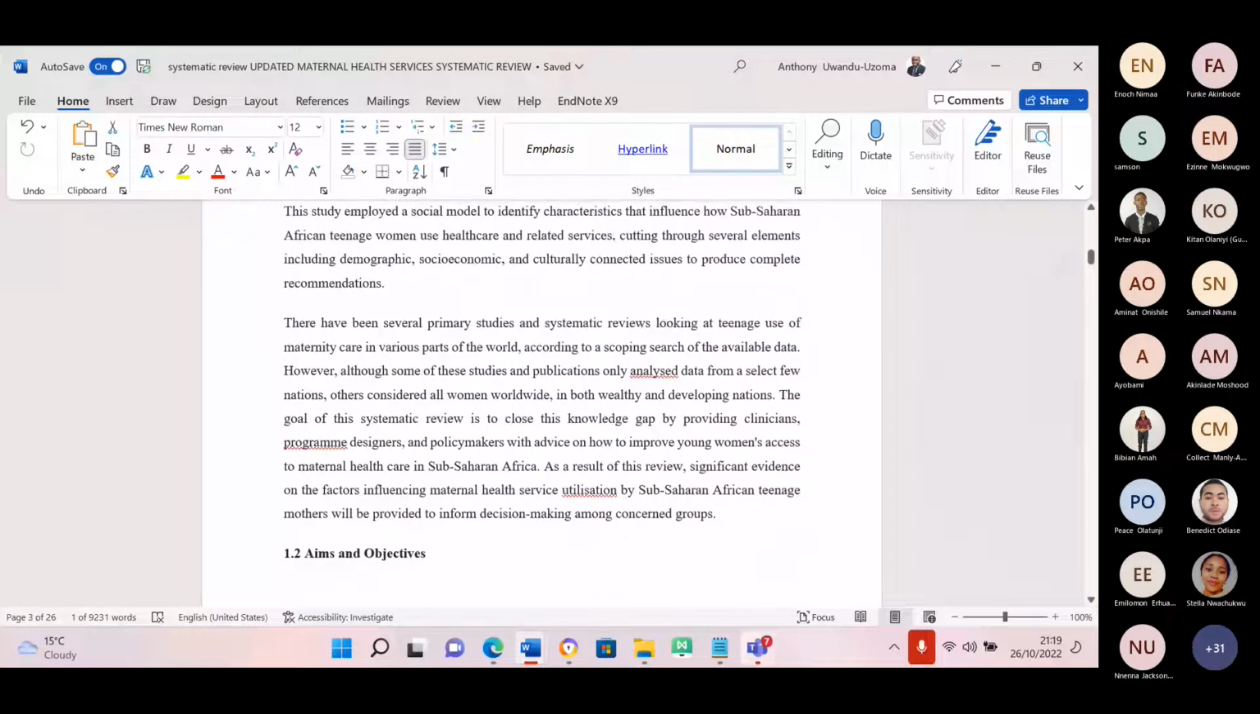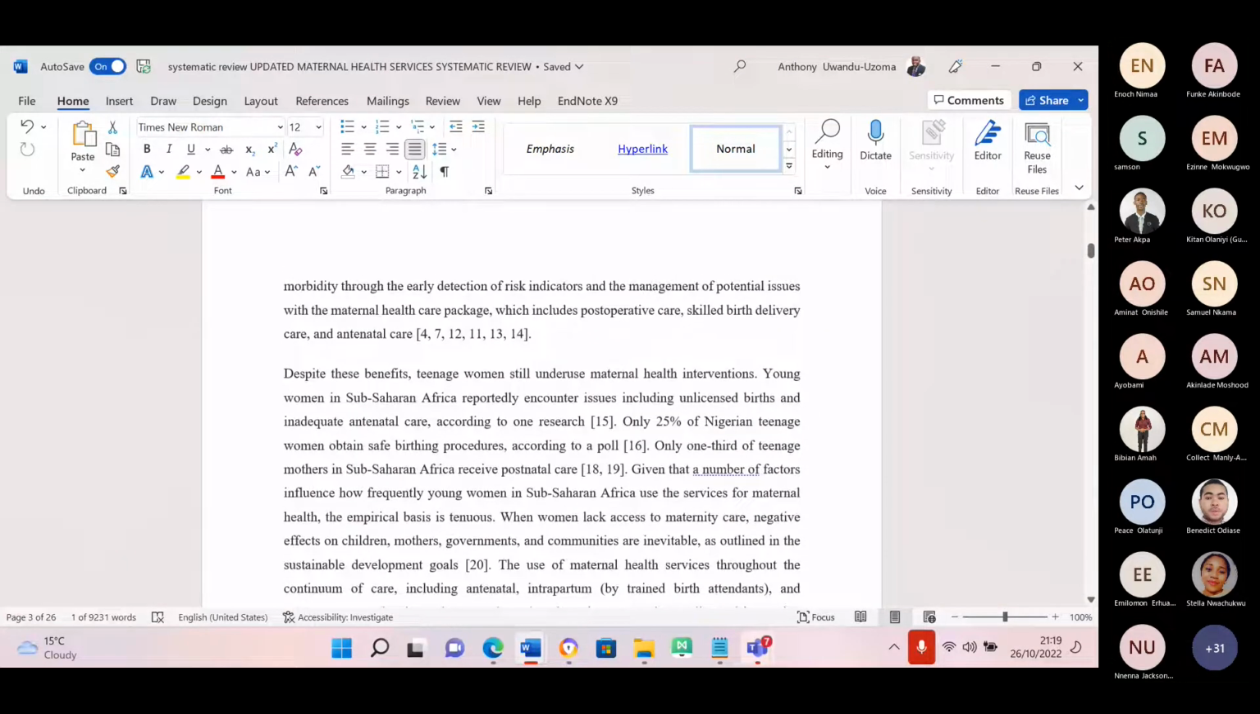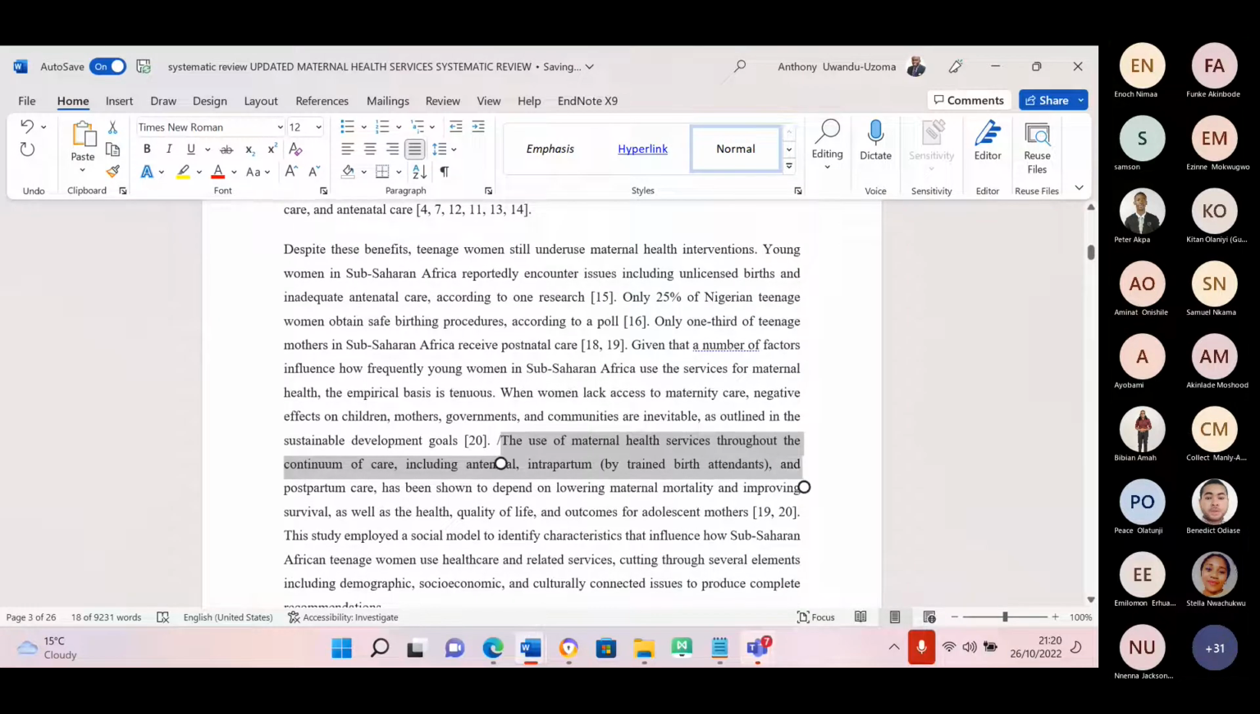So this article was not very well framed. Am I looking at postnatal services? Am I looking at antenatal services? I expect to see that. I think I'm seeing something here, the use, including what? Are you guys seeing what I'm seeing? Yes, antenatal, are you seeing the categories? Antenatal, intrapartum.